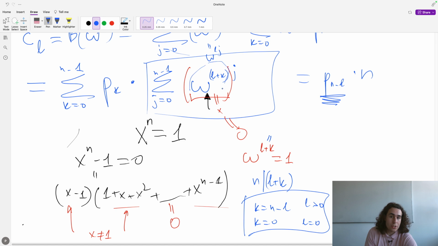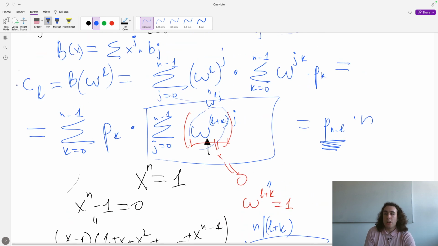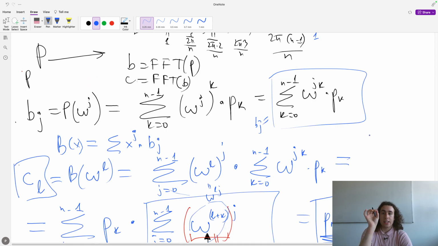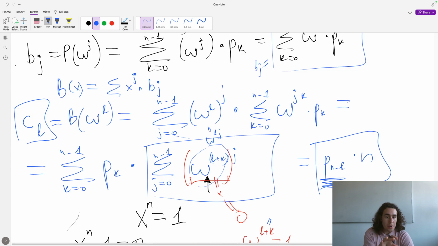And here, what do we have? We know that this value is 1. 1 to any power is 1, so we just sum up n once. So we get pk times n. This is exactly what we wanted. Good. So we learned that CL is just P n minus L times n. This is exactly what we wanted, right? We wanted to prove that if we take P and apply FFT twice, we get the same array P, just everything is multiplied by n, and we reverse everything except for the first element.